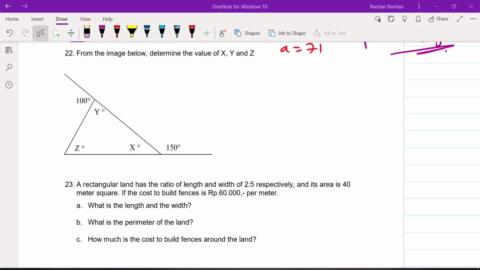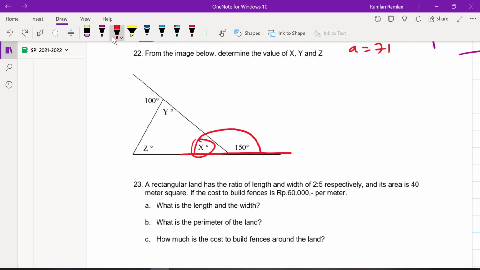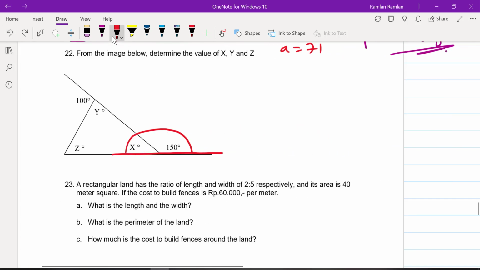Okay, number 22. From the image below, determine the value of x, y, and z. So we can investigate what we have in here. The first thing is that all of these are straight lines, so there will be 180 degrees. The first one I'm going to focus on is over here. This is a straight line, which is 180 degrees, which means that if I add these two values, that will be equal to 180 degrees.